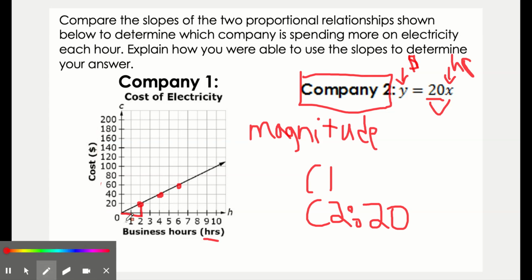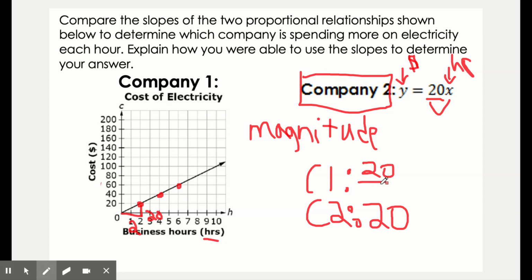So that means instead of this being 2 and a 1 over here, my change in x is 2 and my change in y is actually going to be 20. So the magnitude for company 1 is going to be change in y, 20, over 2, which I can simplify down to just being 10. So now I found the magnitude for each company's expense on electricity.